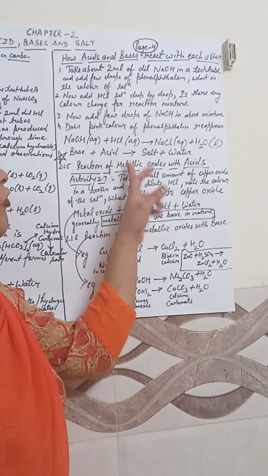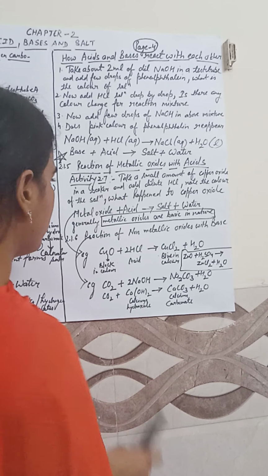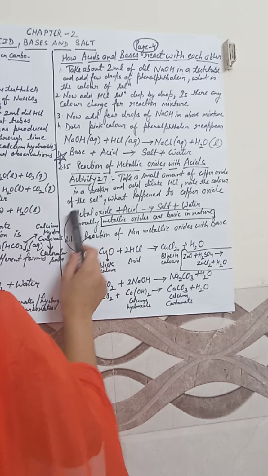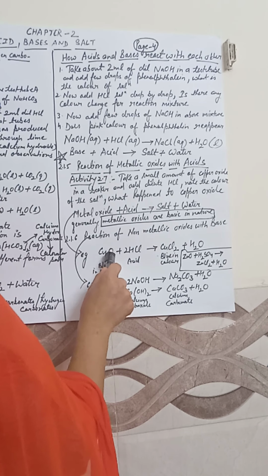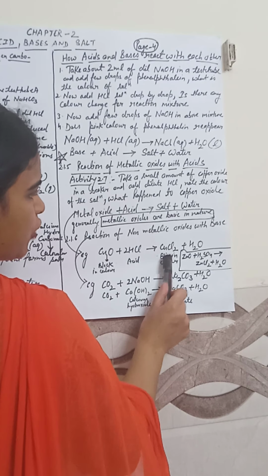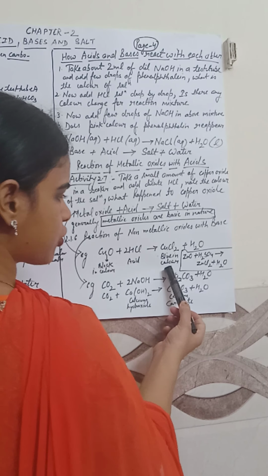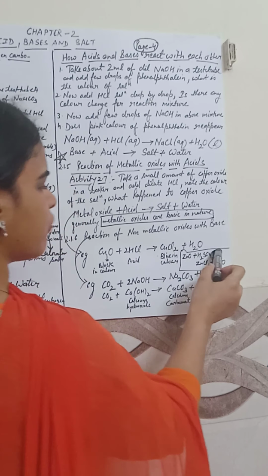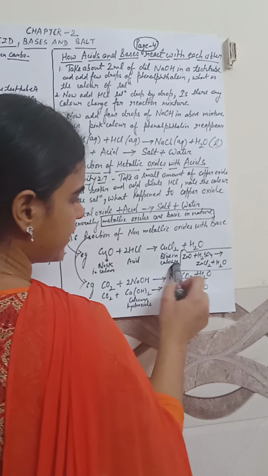Now, the reaction of metal oxides with acids. Whenever metal oxides react with acids, what will form? Metal oxides react with acids to form salt plus water. Now the reaction is given here. As we know that copper is a metal, so CuO is a metal oxide, copper oxide. Whenever it reacts with HCl, that is an acid, it always forms a salt, CuCl2, copper chloride, with the evolution of H2O. So CuCl2, which is the salt here, is blue in color.